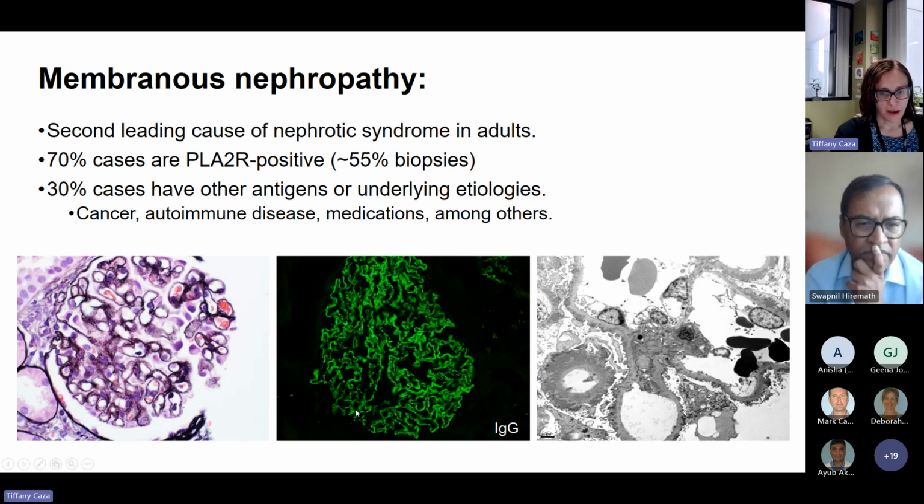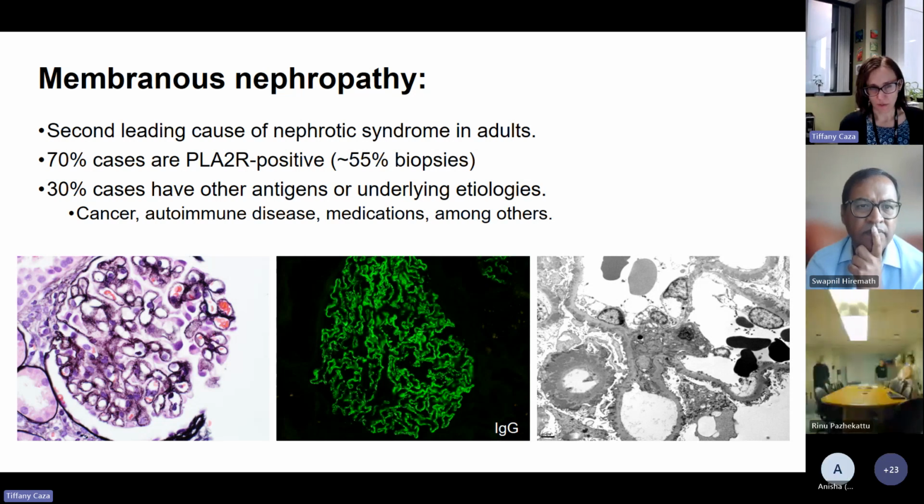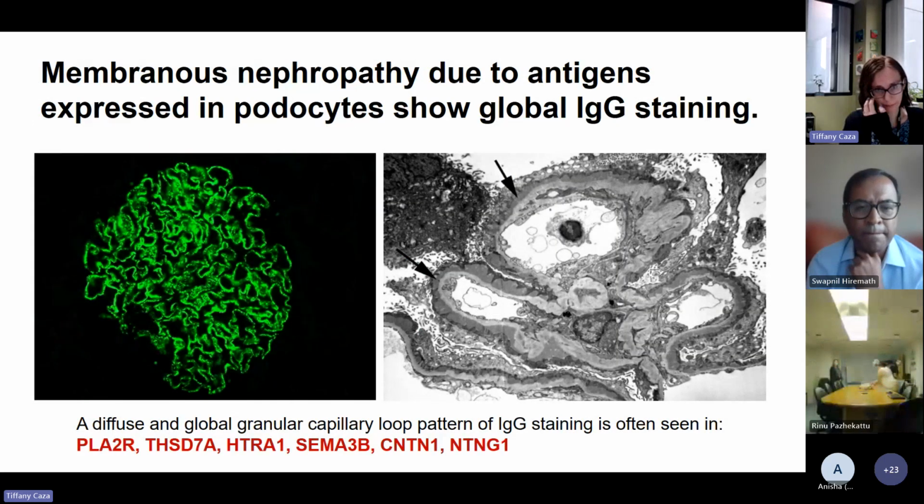There's granular capillary loop staining for IgG, and that's characteristic and diagnostic of membranous nephropathy. It tends to be diffuse and global in many cases, and those are when you have membranous due to primary podocyte antigens, where you should see confluence along the glomerular capillary loop. Some other types of membranous have a segmental or incomplete global pattern.